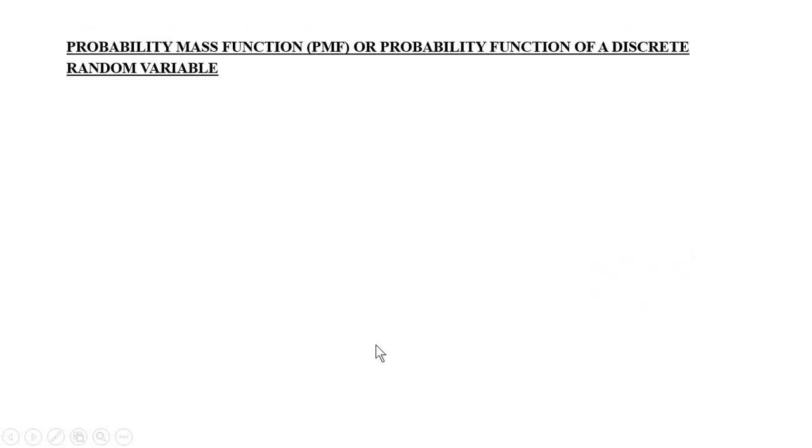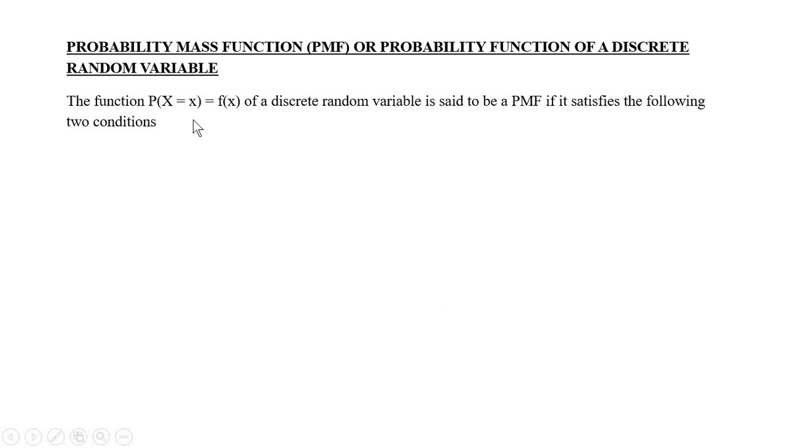Now let us discuss probability mass function, PMF, or probability function of a discrete random variable. In some textbooks they are also representing it as probability density function. The function P(X = x), that means the probability that capital X takes the value small x, is also denoted as small f(x). It is said to be a PMF if it satisfies the two conditions.